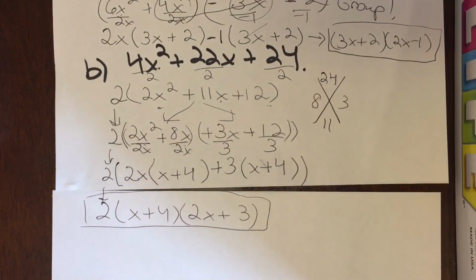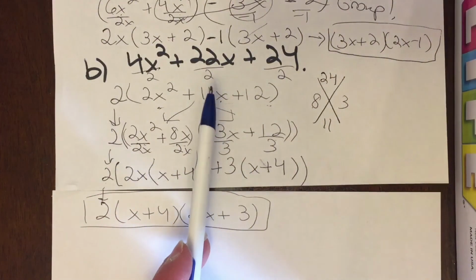Again, if you wanted to check, you could distribute. What I would suggest if you want to check is first distribute the two binomials together, and then multiply by 2. It should match the original problem.